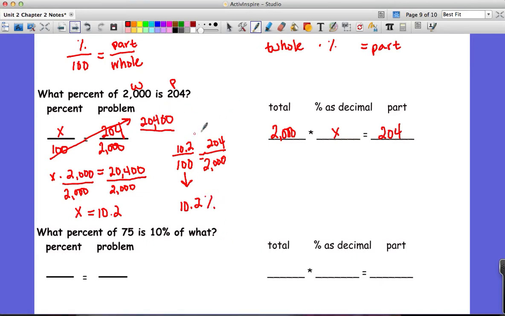So now the answer that I have here should match the answer that I have here. So in this case, I want, again, to get rid of the 2,000. So if you notice, you're actually doing the same thing, you're just taking out the multiplying part. So I divide both sides by 2,000.